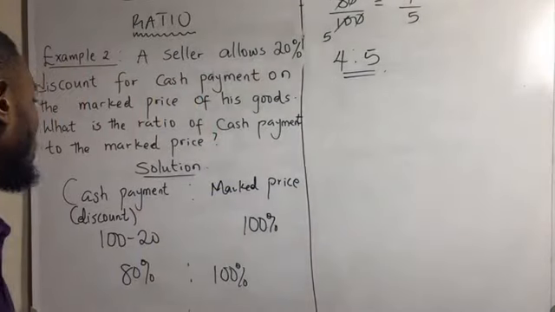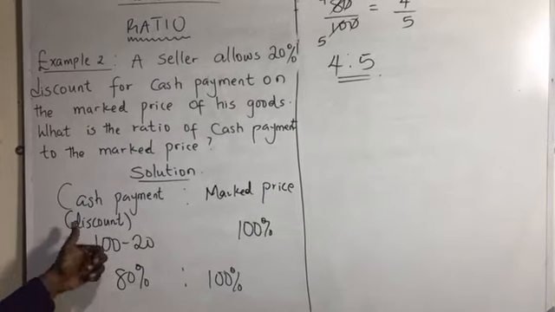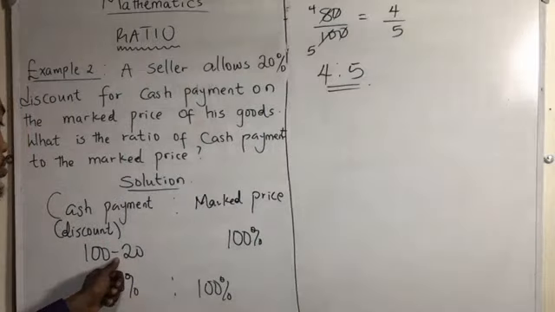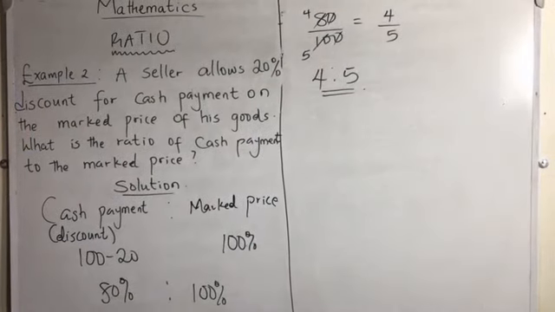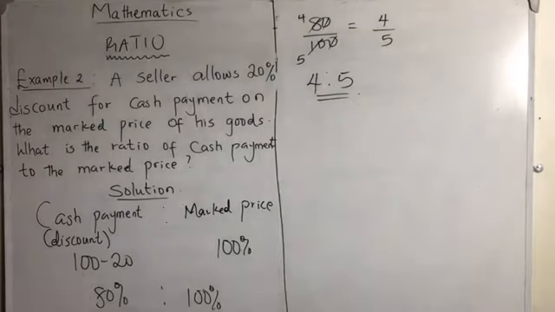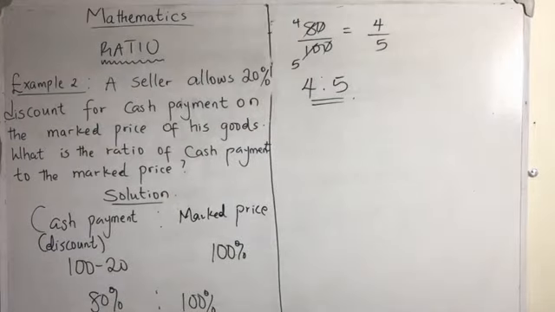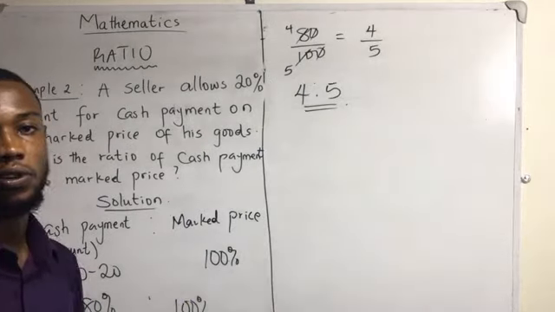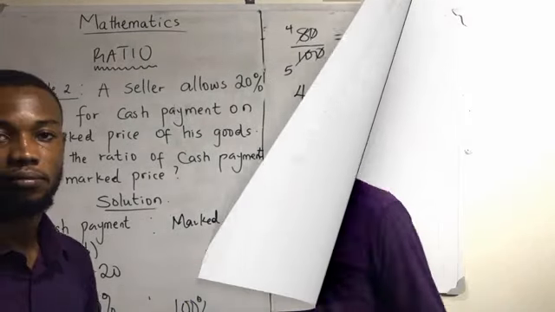Now let's quickly go over it. We have cash payment discount being given, 20% off if you are paying with cash. That's why you see me taking out 20 from the original price, which is the marked price. Now 100 minus 20, we have 80, we have 100. Then we take out the ratio, which is 4:5 at the end of the day.